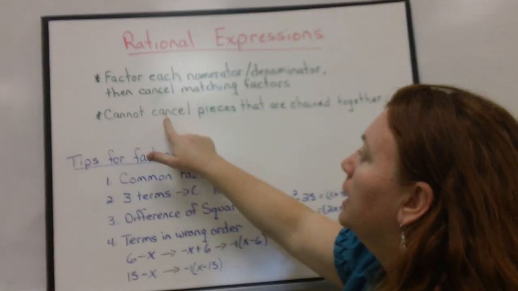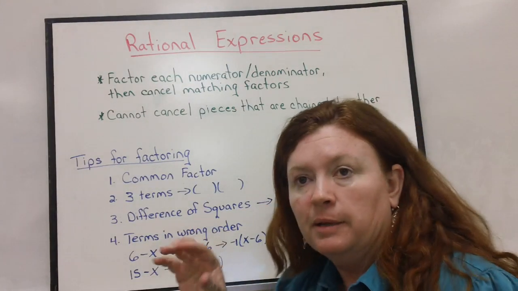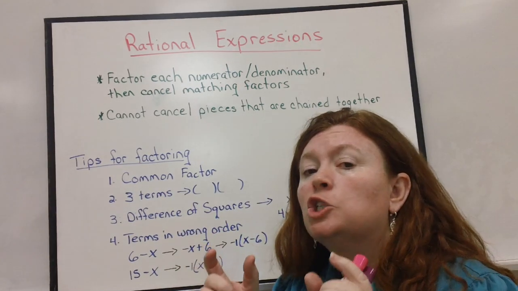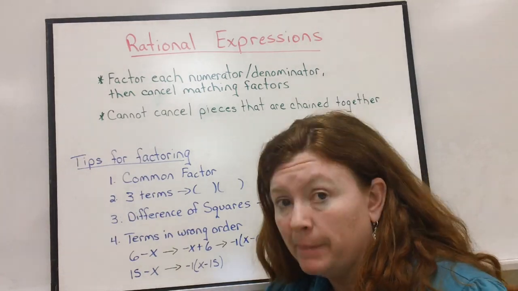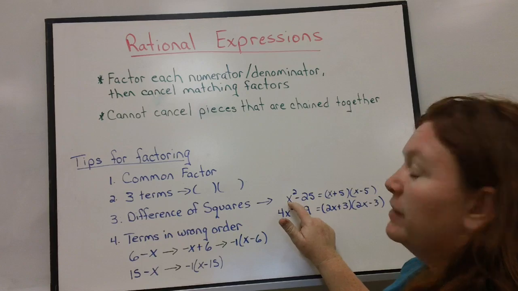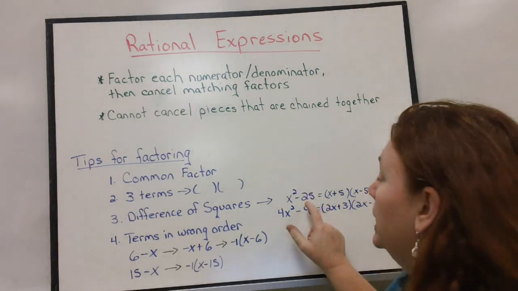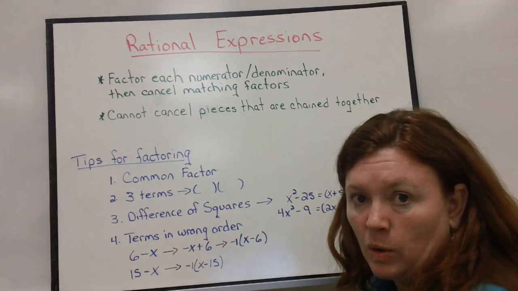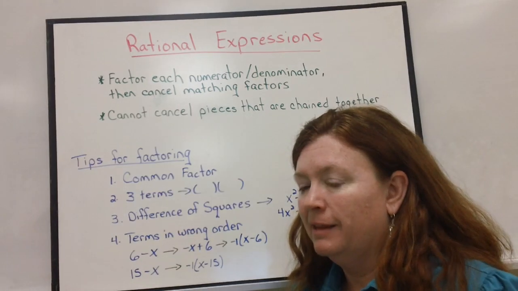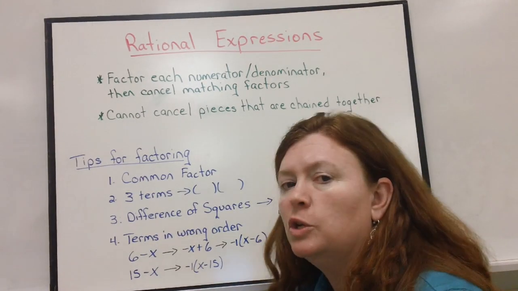You cannot cancel pieces that are chained together. Parts of a polynomial, terms, are chained by a plus sign or a minus sign only. So for example, right here, I have an x squared minus 25. I could never just cancel this 25. It is chained together with the x squared. They stay together. But maybe I could factor it, and then I can work with smaller values. I'll show you what I mean.